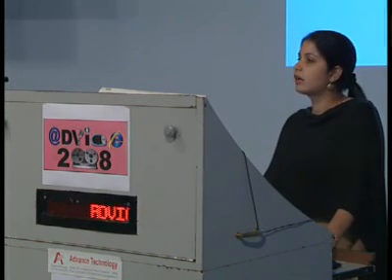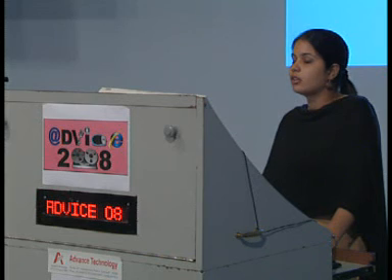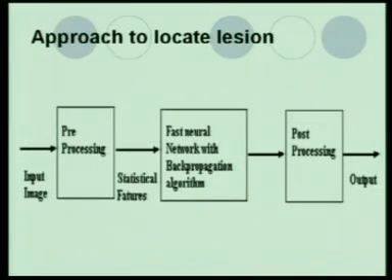So the approach to detect the lesion was that the SPECT image, which is the input image, is pre-processed to extract the statistical features to give as an input to the fast neural network trained with the backpropagation algorithm, and the output of the fast neural network is post-processed to get the location of the lesion in the human heart.